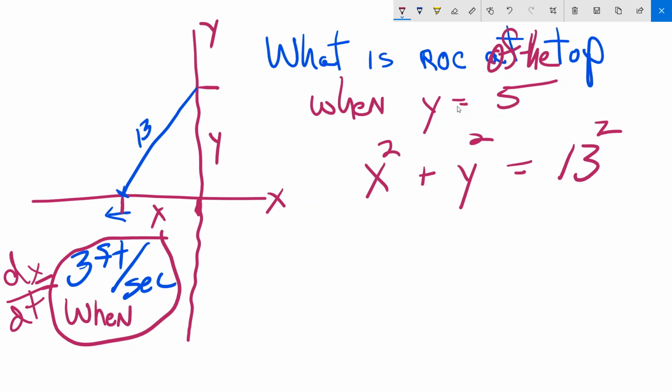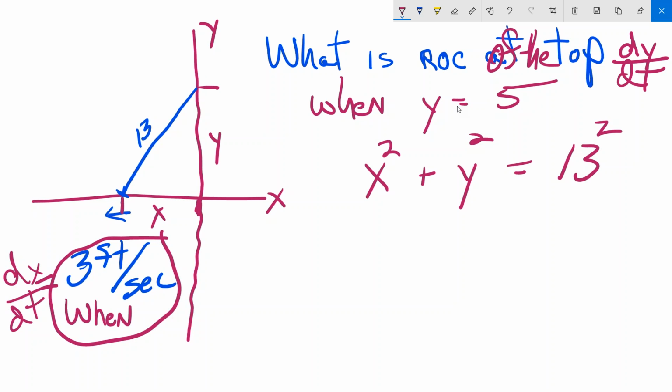Over time, yes. Because it was given to us at 3 feet per second, remember that's velocity, and velocity is a derivative. It's the first derivative of position. So the information they gave us was dx/dt. What are we looking for? We are looking for dy/dt. Correct. So how are we going to produce some dx/dt's and some dy/dt's from this equation?